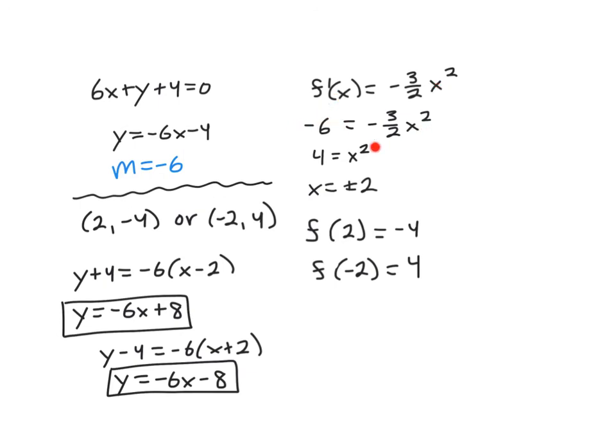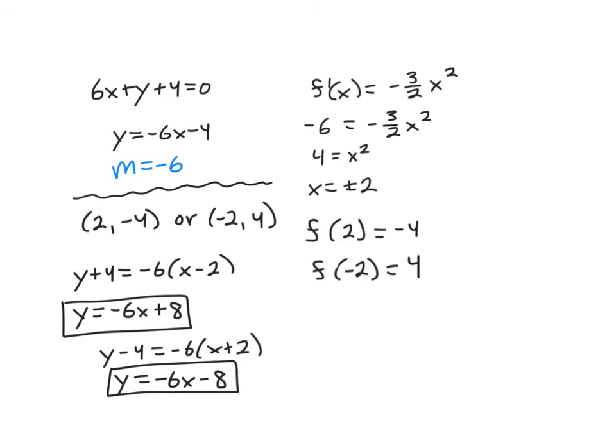So here, if I solve for this equation, you'll see that we actually get two possibilities. We have x equals positive or negative 2. So we can actually make an equation for each of those. So I need to know the full coordinate. So f of positive 2 is negative 4. So here's one point where the slope is negative 6. F of negative 2 is positive 4. So here's the other point.